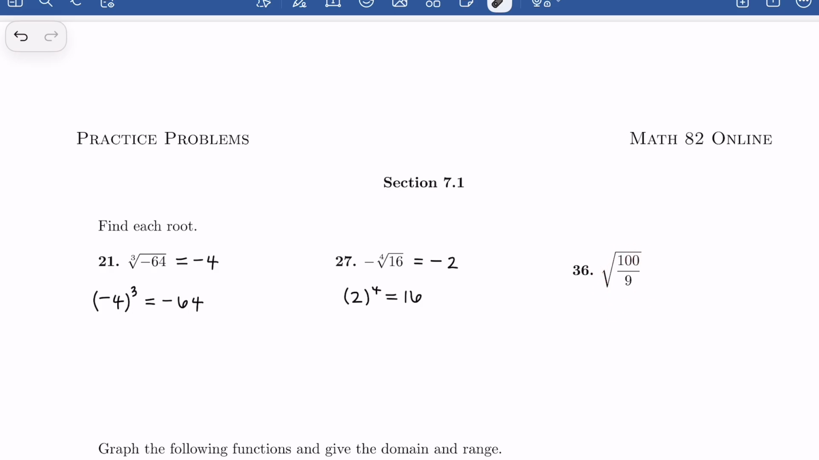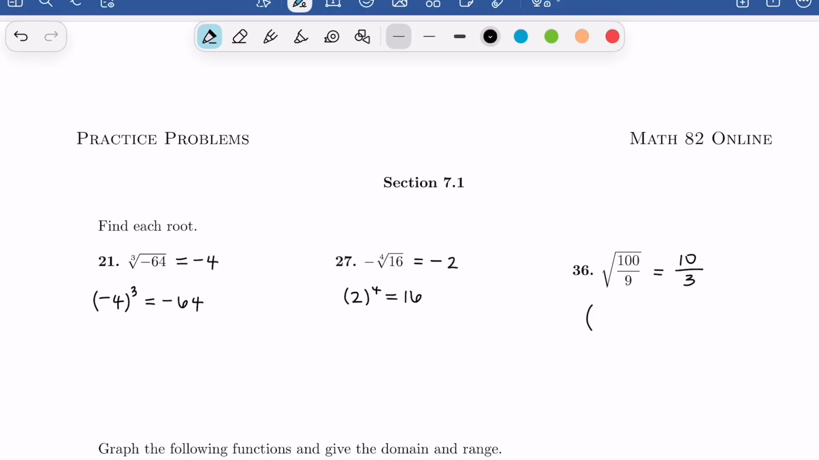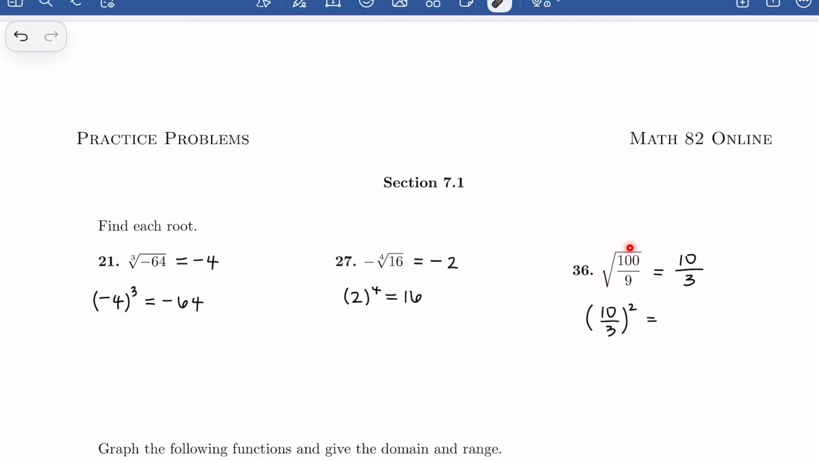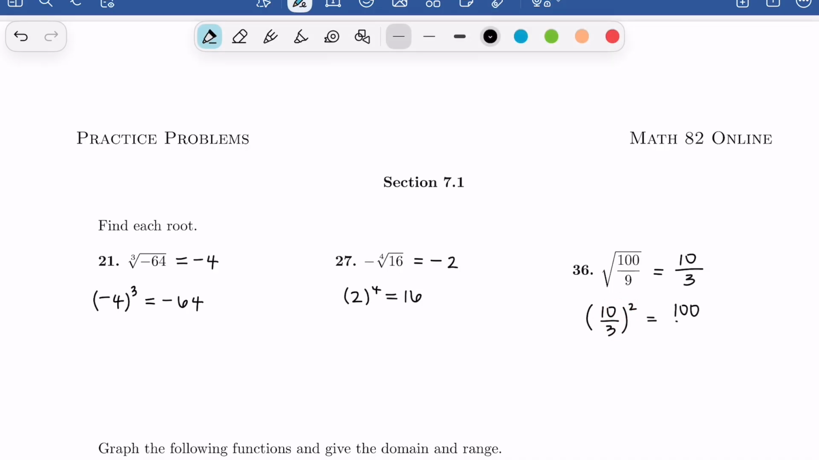Now for the third one here, we want to take the square root of 100 divided by 9. Now in this case, this radical here is going to apply to the top and bottom. So we're taking the square root of 100 and the square root of 9. Now this is going to give us 10 over 3. And this is because if we were to take 10 over 3 raised to the second power here, since if we just have a square root with no number here, it's assumed to be the square root. So if we were to take 10 over 3 squared, this would give us that 100 over 9. So our final answer here is going to be 10 thirds.